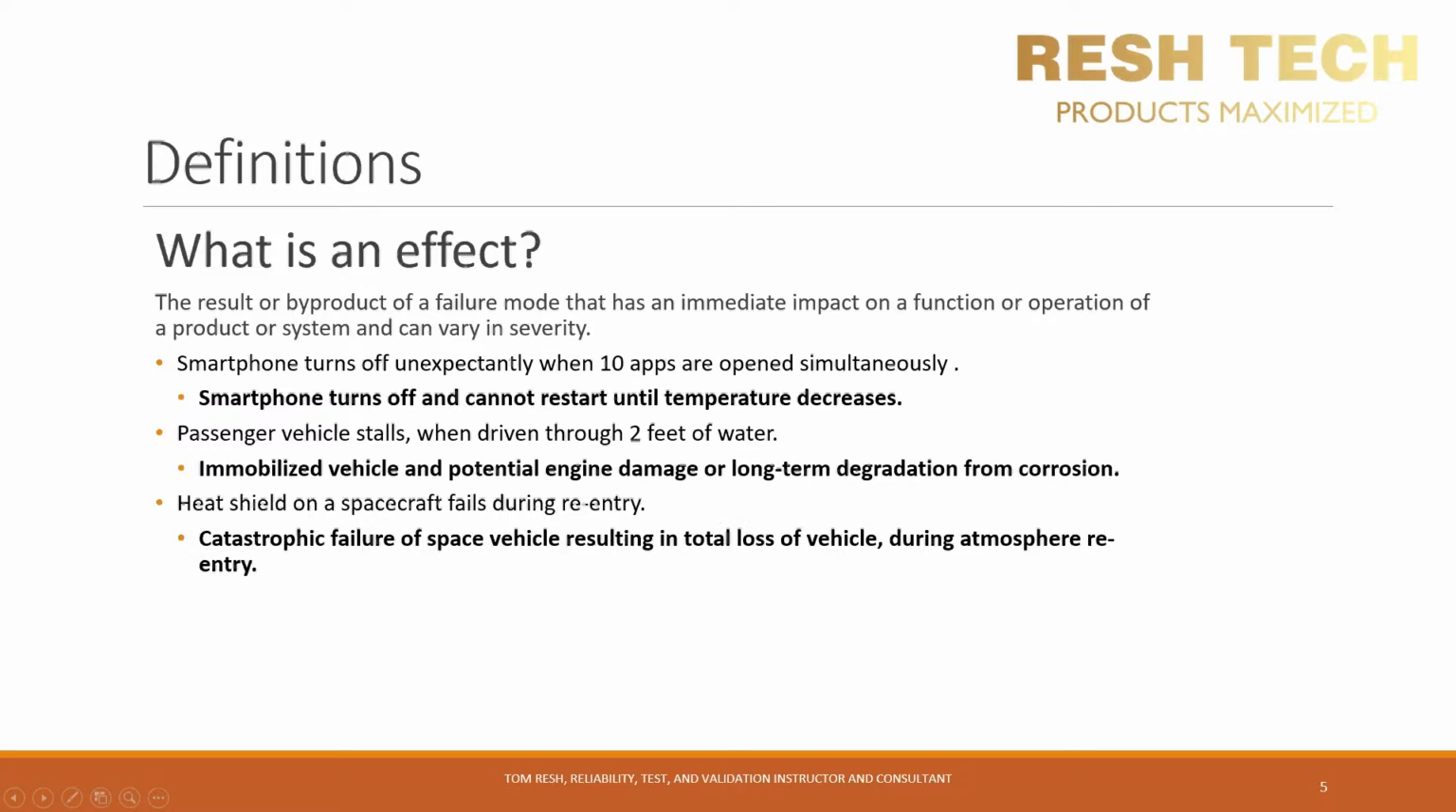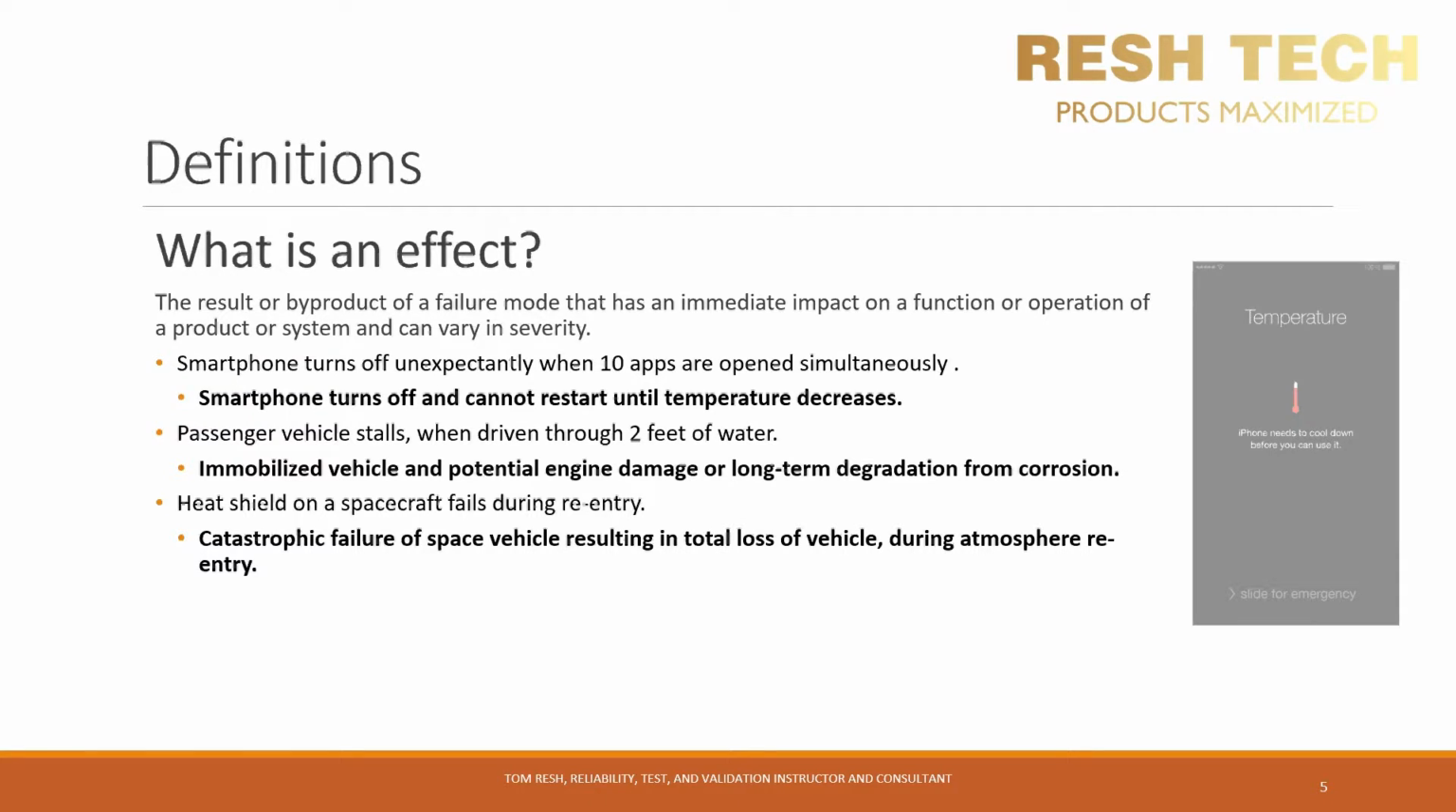Let's quickly define effect and go over some follow-up examples based on the failure mode examples. What is an effect? An effect is the result or byproduct of a failure mode that has an immediate impact on a function or operation of a product or system and can vary in severity from minuscule or none issues to a life-threatening event. Let's apply this effect definition to the failure mode examples we reviewed previously.